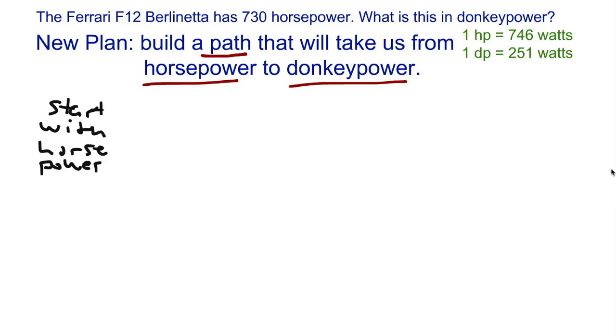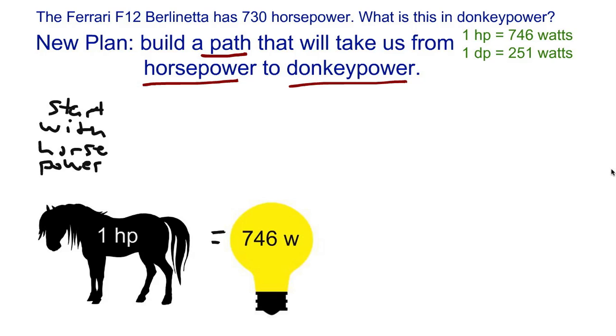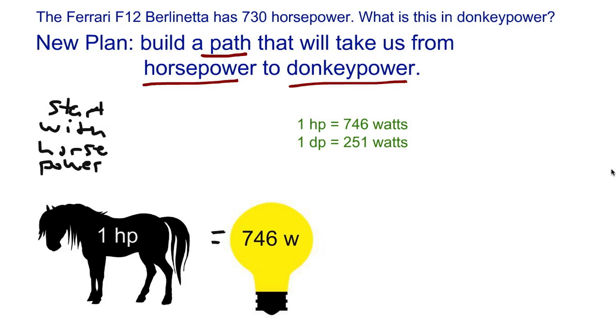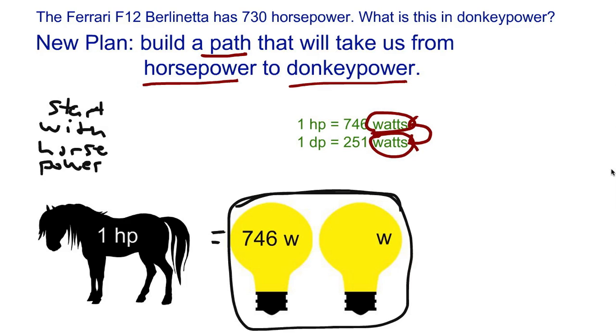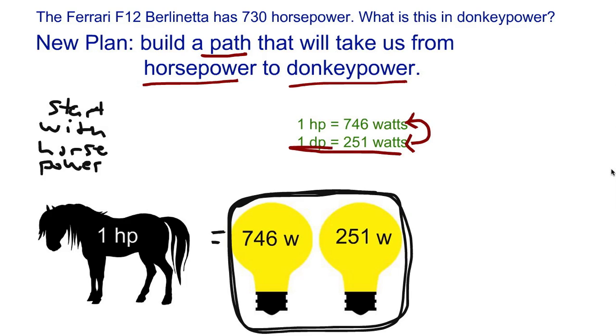We're going to start with horsepower. 1 horsepower equals 746 watts. We know that because that's given to us. Now watch carefully, because we will see that watts and watts are connected. So I'm going to connect these 2 watts because watts are connected. So now that I've connected the watts to each other, I can observe that 251 watts equals 1 donkey power.